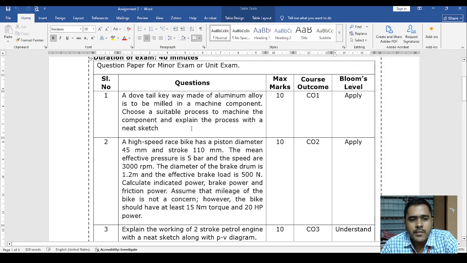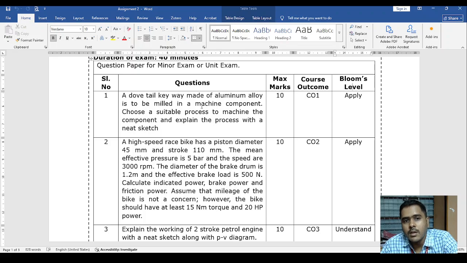So the first question, a scenario was given, and the students were asked to select a suitable process to fulfill the requirement of the given scenario. Since it was involving a new scenario, the student has to apply what they have learned already, what they have understood. Hence I have considered this to be in the apply level.